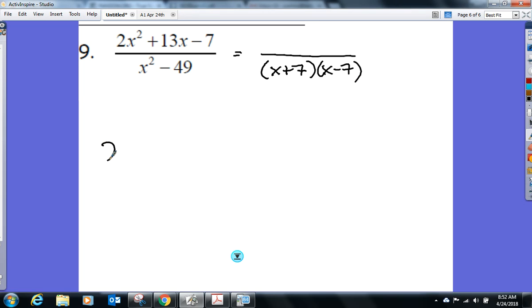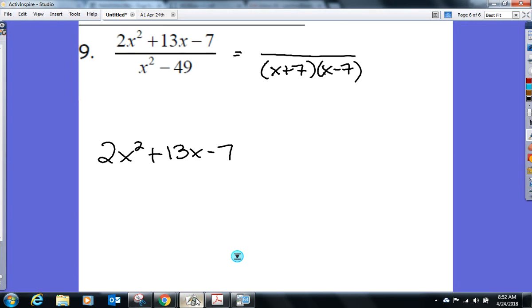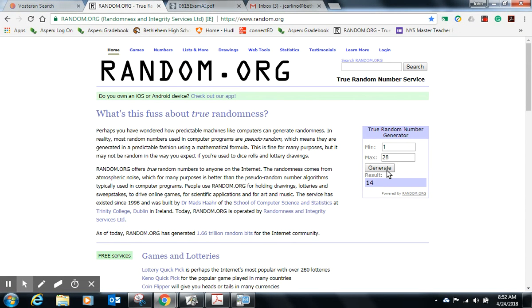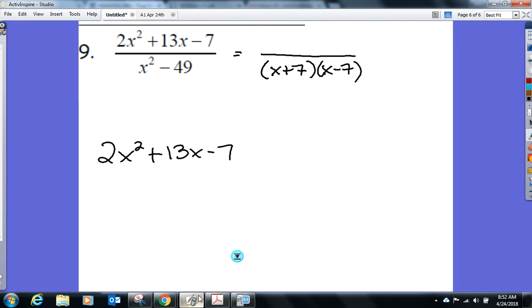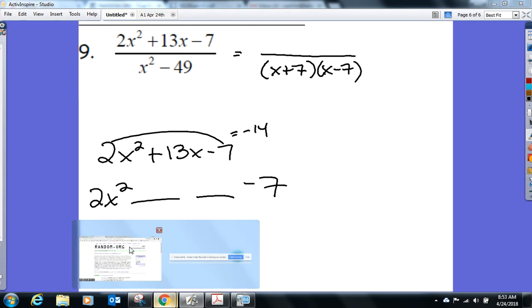The top now, your A value is not 1, so you've got to do a little grouping. Somebody help me group this sucker. Help me group it. First step. Okay, how about 14? Help me group it. First step in grouping. -7. And you end up with -14. So 2x squared, something, something minus 7. Two numbers that multiply to -14 but are going to add to 13. That's what I'm looking for from somebody right now.